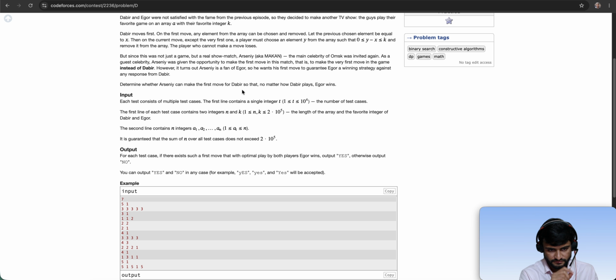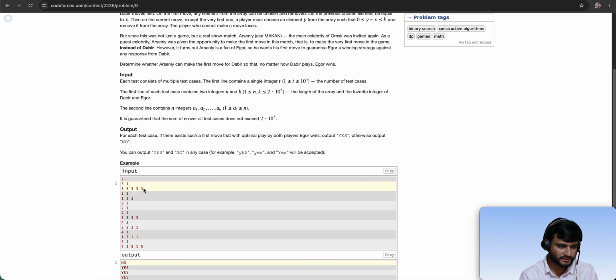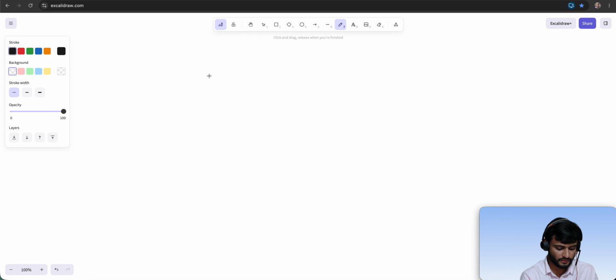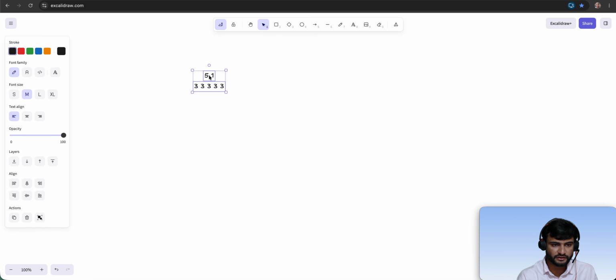Okay, great. So we are given n, k and the array a. We need to find if Arsani can pick an integer from the array and remove it such that Igor wins. So let's take an example of this first test case. Here n equals 5 and k equals 1.